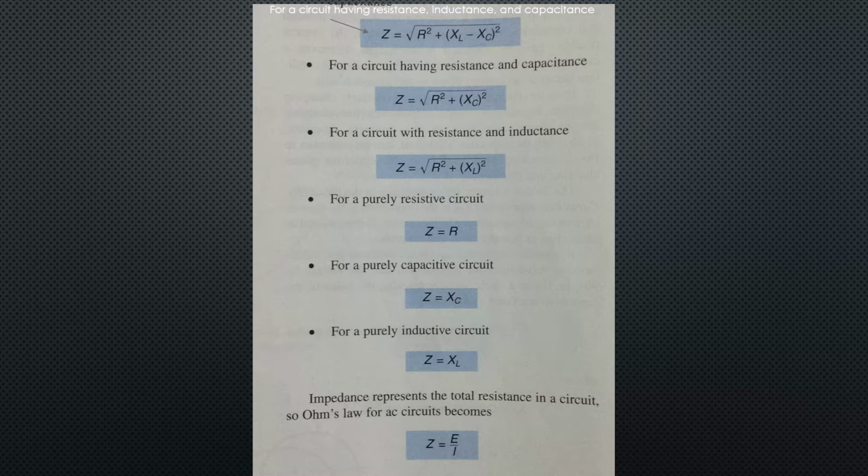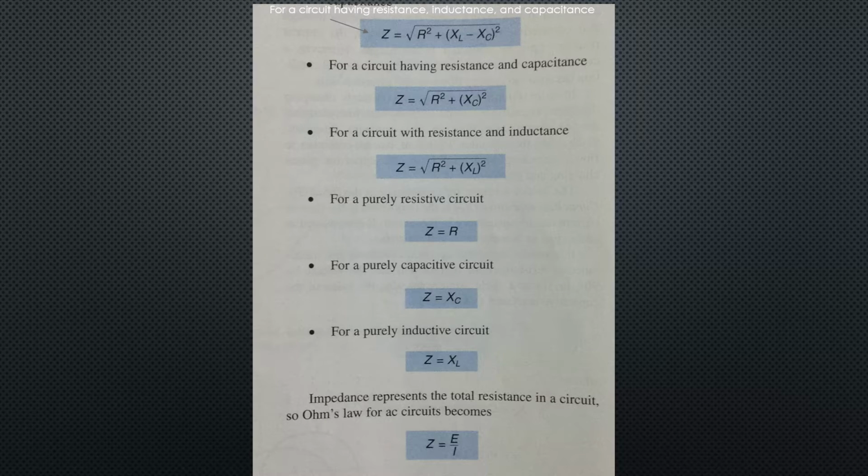Impedance. In AC circuits, the total resistance is the result of a combination of opposing factors. Some circuits have inductance and resistance, some have resistance and capacitance, and others have all three factors. Impedance, represented by capital Z, is the total opposition to the flow of alternating current. Impedance in a circuit can be calculated using the following formulas.